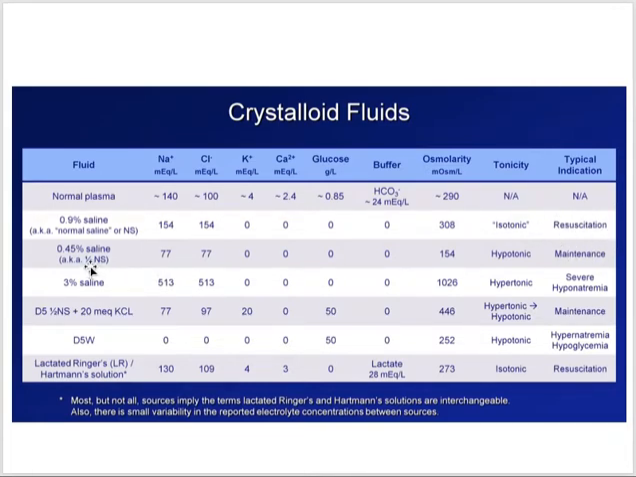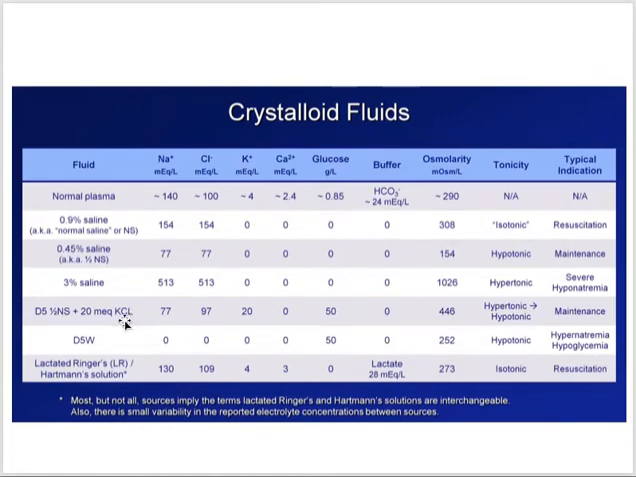Then there is half normal saline. It is hypotonic, used for maintenance. Then there is 3% saline, which is a hypertonic solution. See, they increased the value threefold. It's hypertonic. It is used in severe hyponatremia.